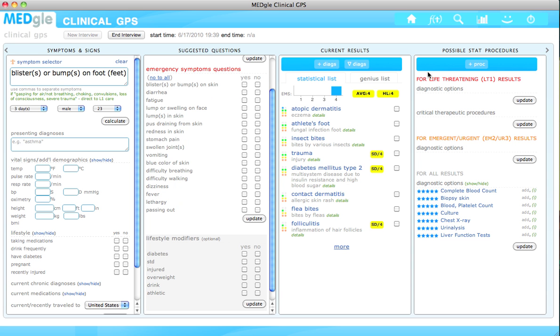Now, on this column over here, we have the possible stat procedures. These are the procedures which allow us to either rule in or rule out our life-threatening, emergent, and urgent conditions, and for the rest of potential diagnoses.